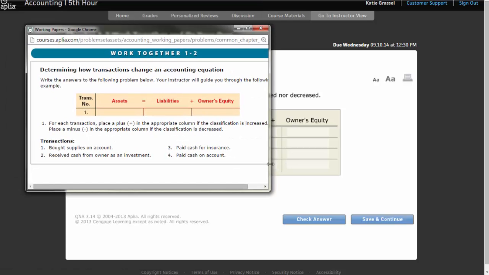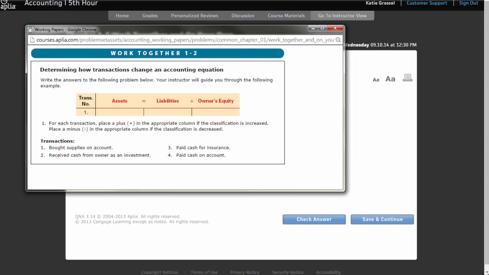The directions for Work Together 1-2 read: write the answers to the following problems below, and I'm going to guide you through the following example. For each transaction, place a plus in the appropriate column if the classification is increased, place a minus in the appropriate column if the classification is decreased. And then there are 4 transactions there.